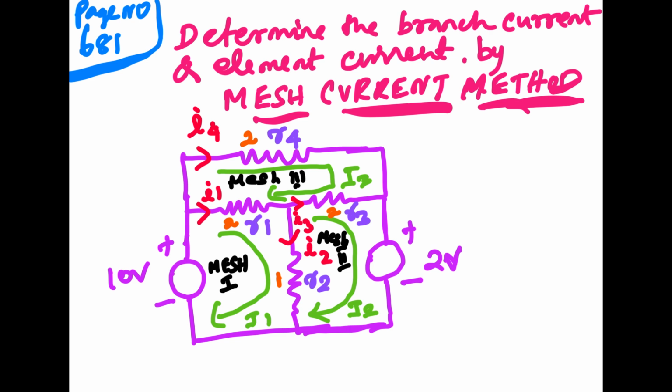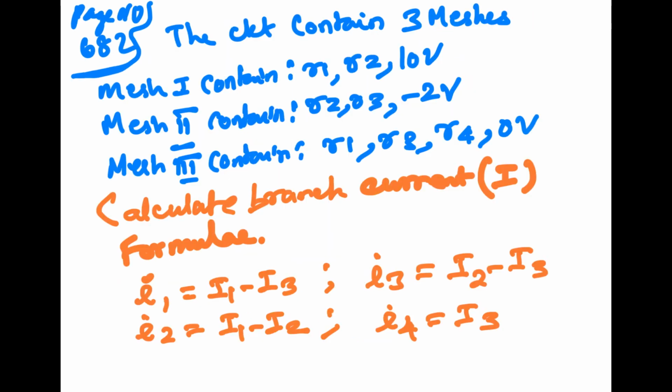Considering the I1 direction, the 2 volt source is a rise voltage; put a minus sign on the left side and a plus sign on the right side. Considering the I2 direction, the 2 volt source is a drop voltage; put plus on the left side and minus on the right side. The circuit contains three meshes. Mesh 1 contains R1, R2 and 10 volt. Mesh 2 contains R2, R3 and minus 2. Mesh 3 contains R1, R3, R4 and 0 volt.